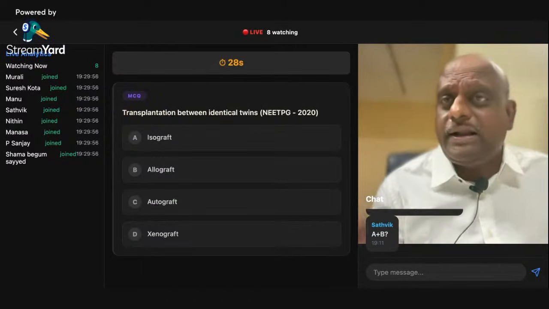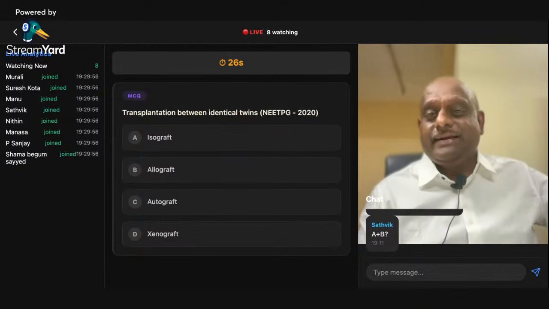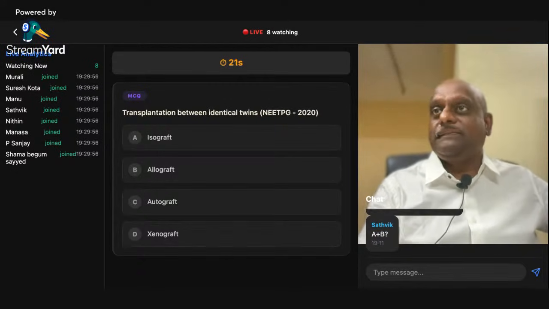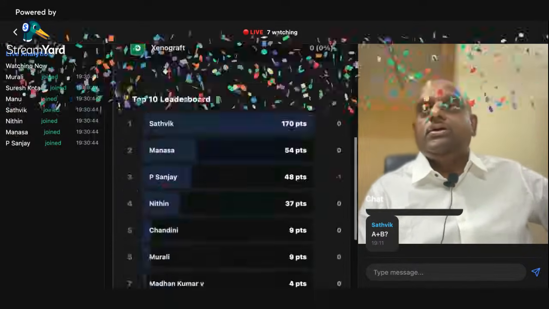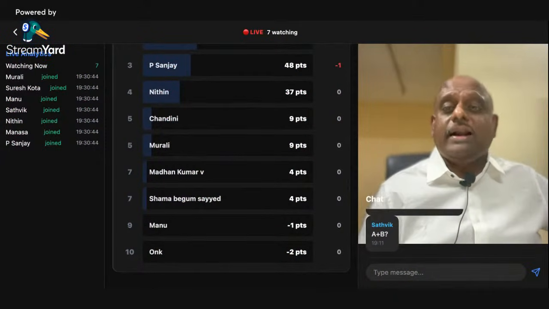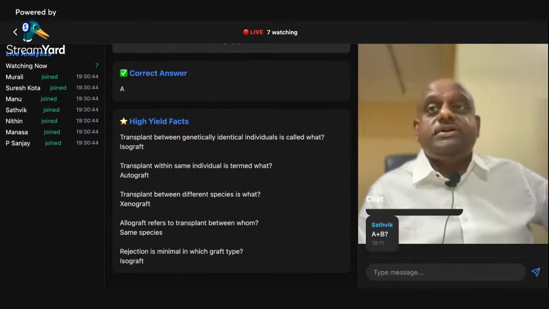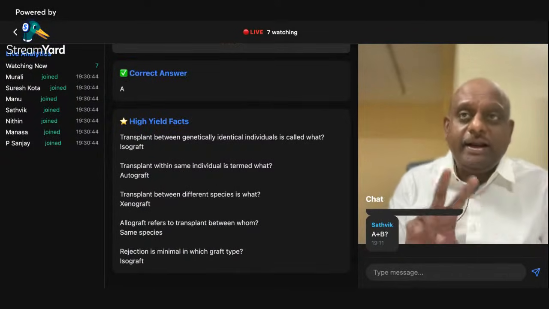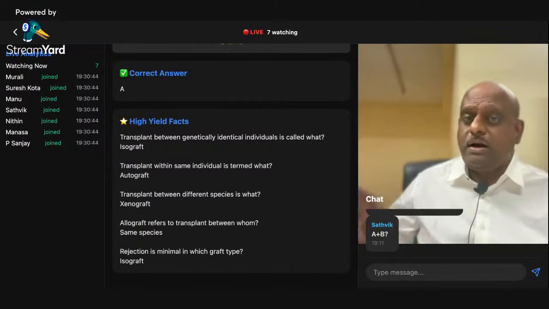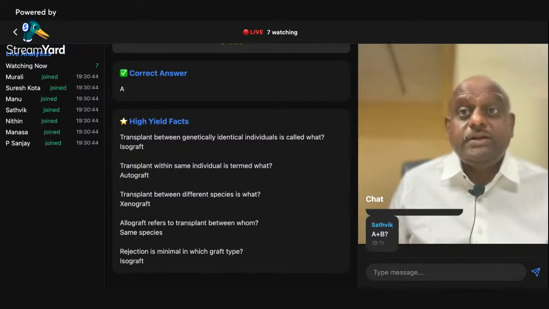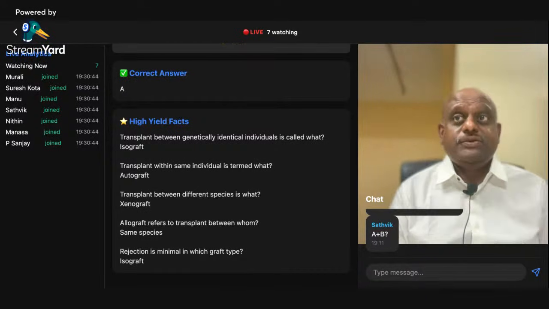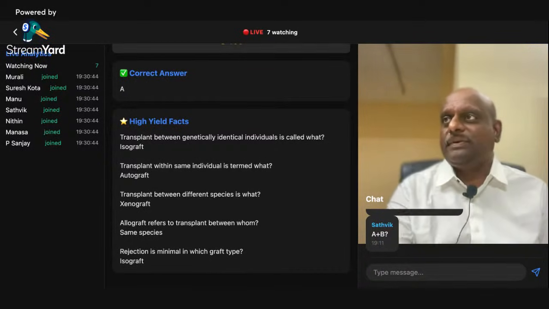Transplantation between the identical twins is called as? Yes, easy question. Identical twins. So it is called as isograft. So these definitions are important. Genetically identical individuals is isograft. Different species is xenograft. You bring pig heart and put in human heart. Rejection is very minimal for isograft, which is being done between genetically identical twins.